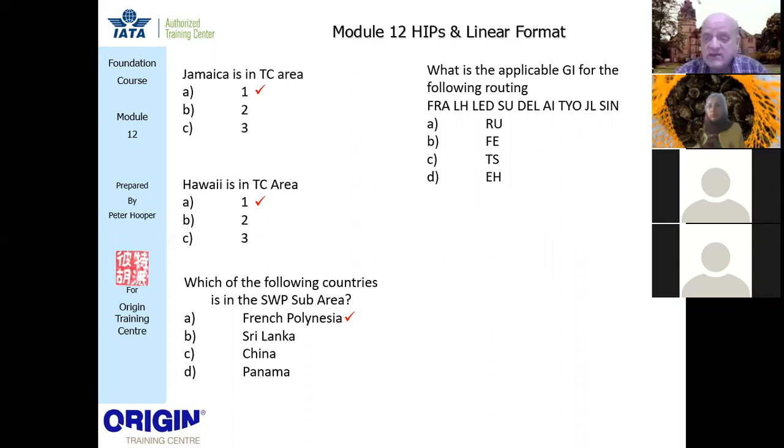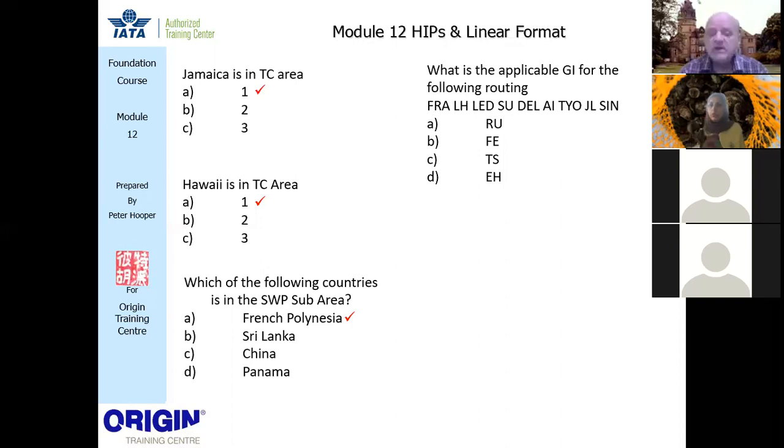So what is the GI for the following routing? FRA, where's FRA? Frankfurt, Germany. LED? This is St. Petersburg in Russia, Delhi, Tokyo, Singapore. So we've got area 2, 2, 3, 3, 3. If I have area 2 and 3, how many different global indicators could there be? 4. And I start with which one?